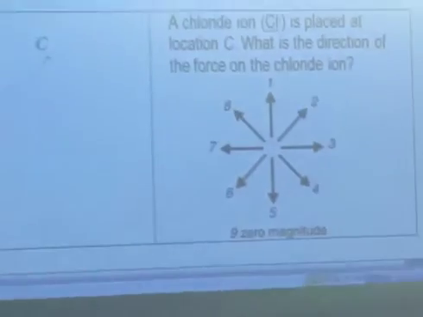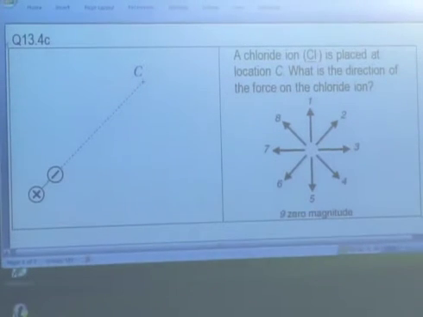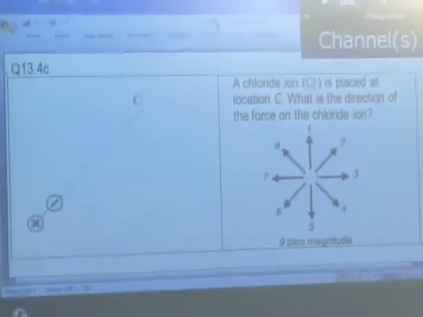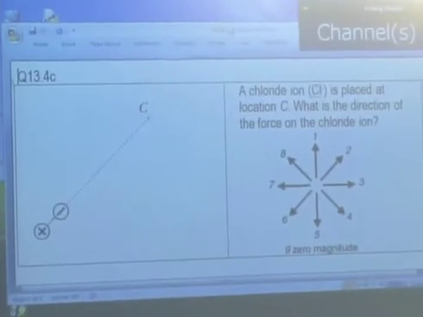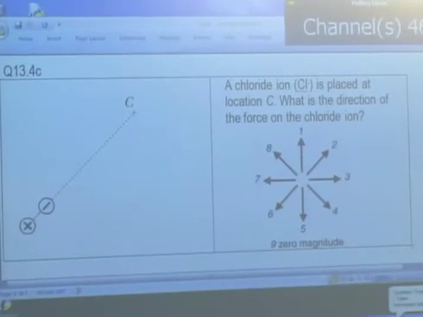So just a qualitative direction question real quick. Chloride ion is placed at location C. What is the direction of the force on the chloride ion? Okay, so we're looking for the electric force on a negative charge placed at location C. So think about what you need to do to figure that out. From negative to positive, by the way, for a dipole moment.